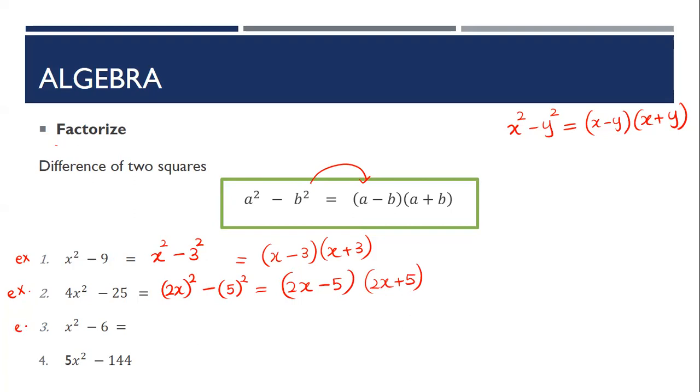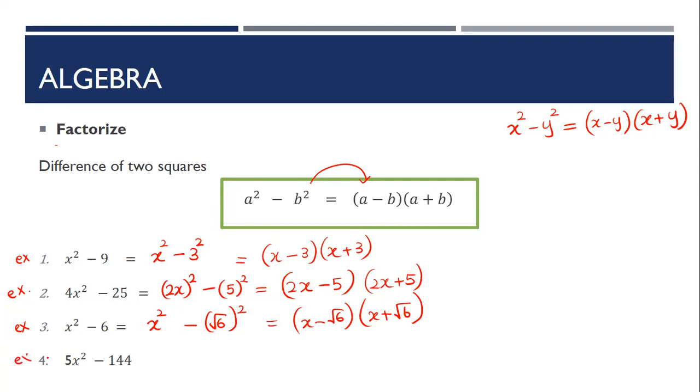And our example 3, x square minus 6. We can write 6 as root 6 square. Okay, so the factors we can write are x minus root 6, x plus root 6. So likewise we can factor our third one.